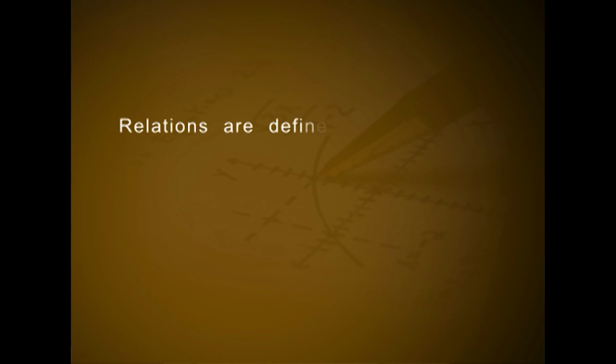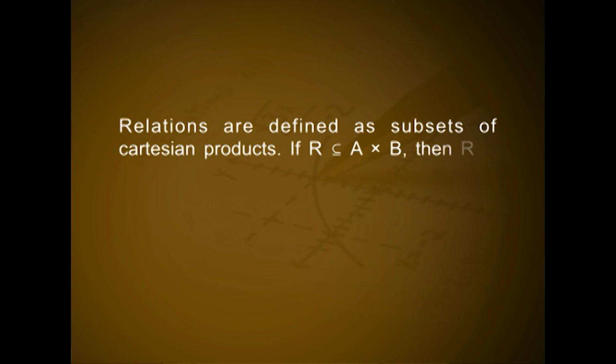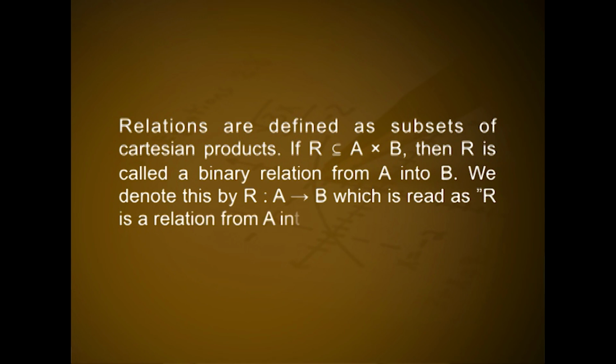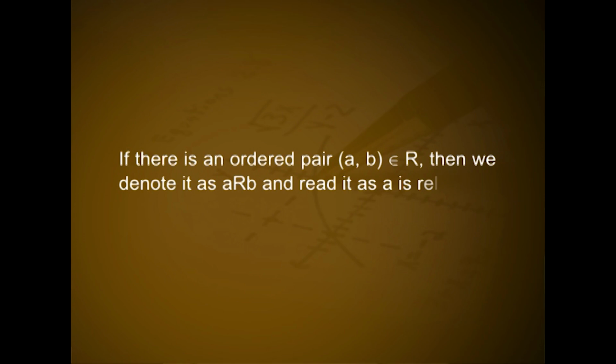Relations are defined as subsets of Cartesian products. If R is a subset of A cross B, then R is called a binary relation from A into B. We denote this by R from A to B, which is read as R is a relation from A into B. Note, the sets A and B are called respectively the domain and codomain of the relation R. If there is an ordered pair (a, b) belongs to R, then we denote it as aRb and read it as a is related to b under the relation R.